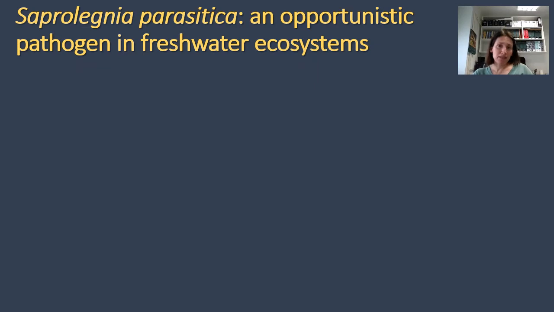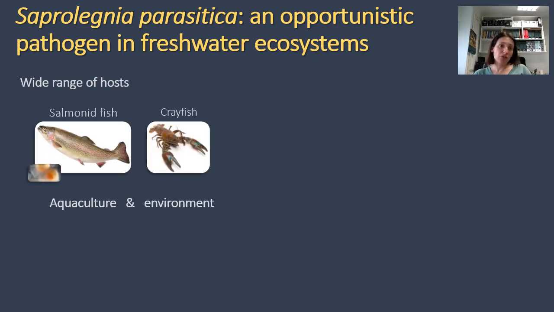So Saprolegnia parasitica is a pathogen with a wide range of hosts, important both in aquaculture because it parasites on salmonid fish such as trout, and in environment because it can parasite on free living animals such as crayfish.